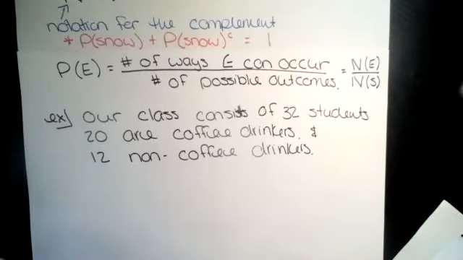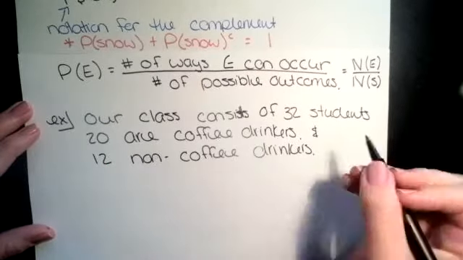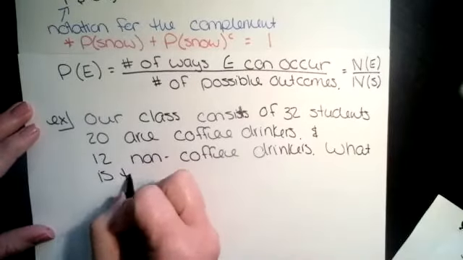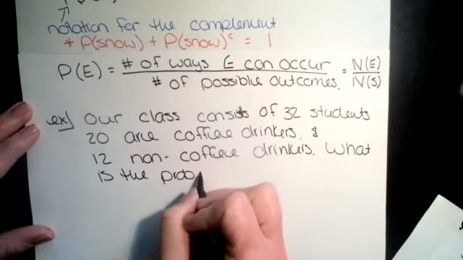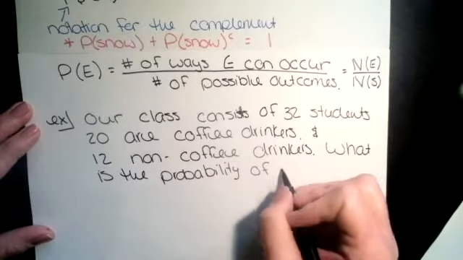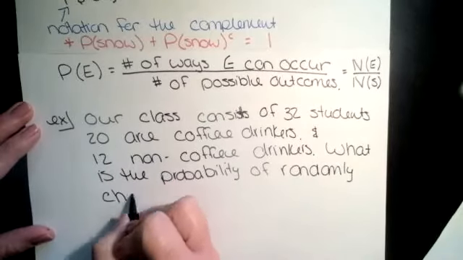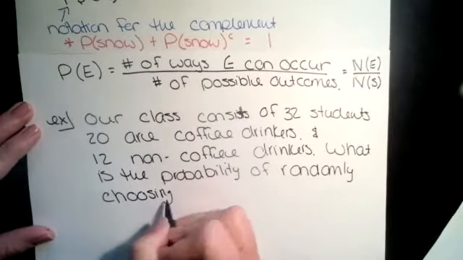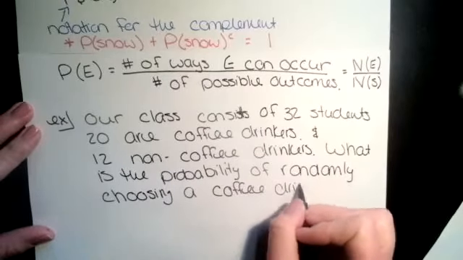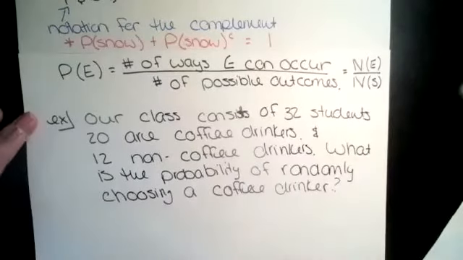So if we have the 20 coffee drinkers and 12 non-coffee drinkers, and I want to find the probability of randomly choosing a coffee drinker. I won't do this, but I'm just saying, I want to find the probability. What is the probability of us randomly choosing a coffee drinker?